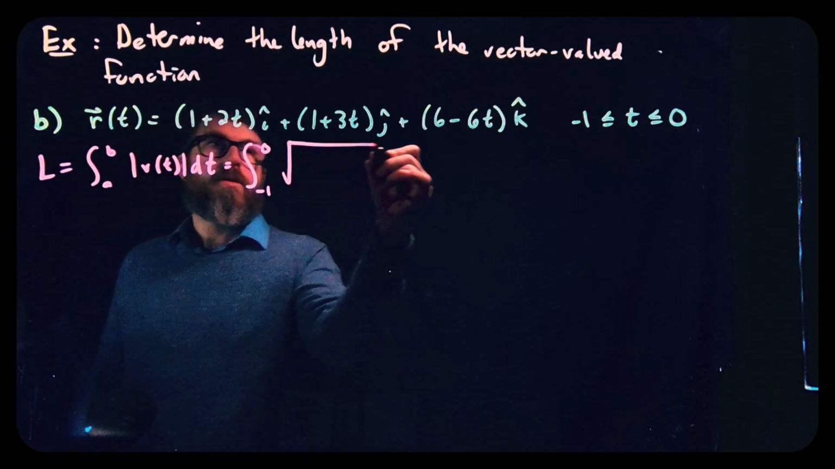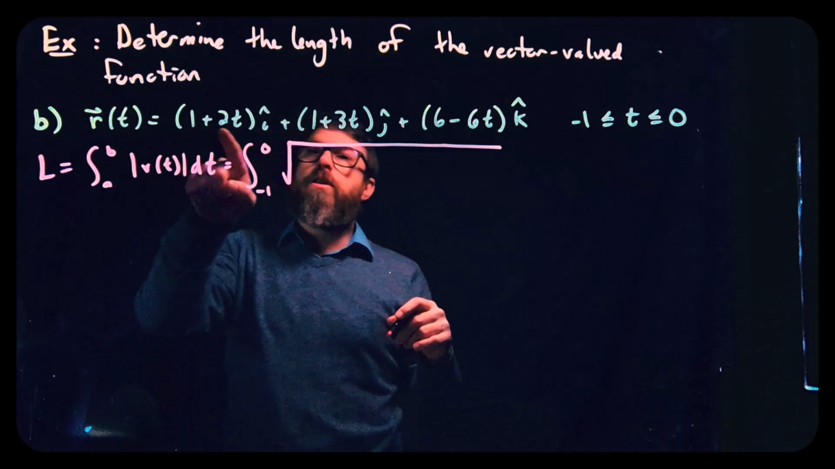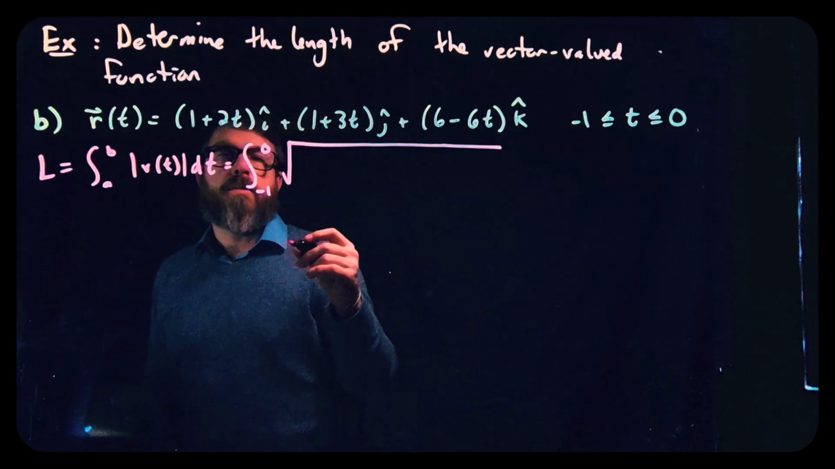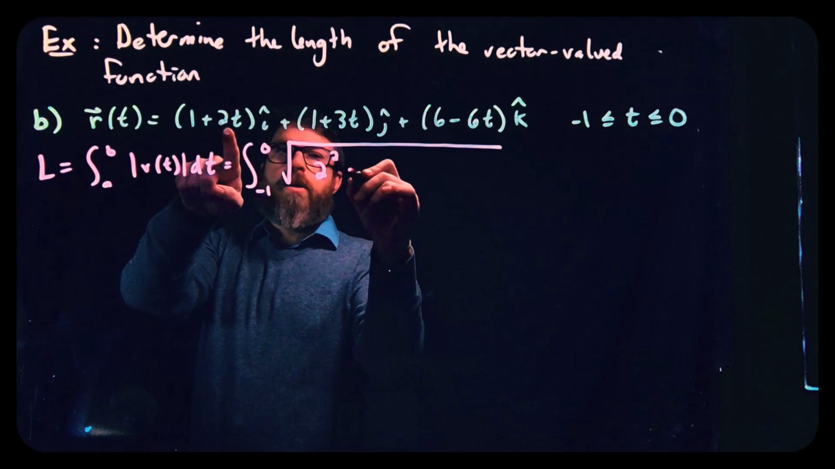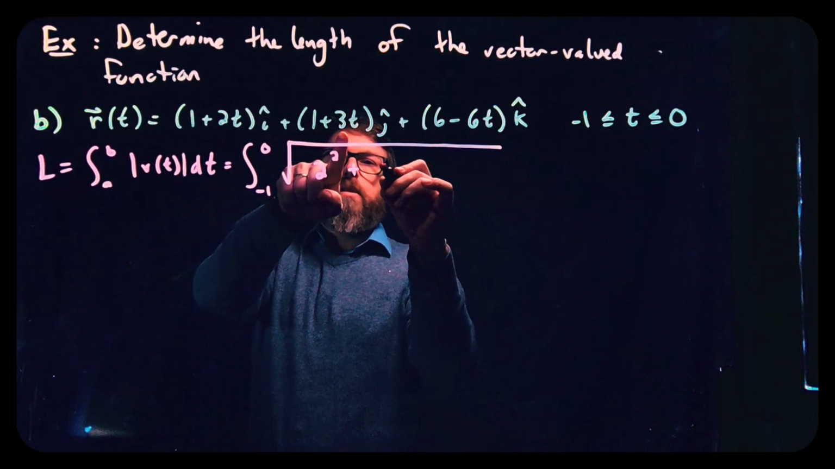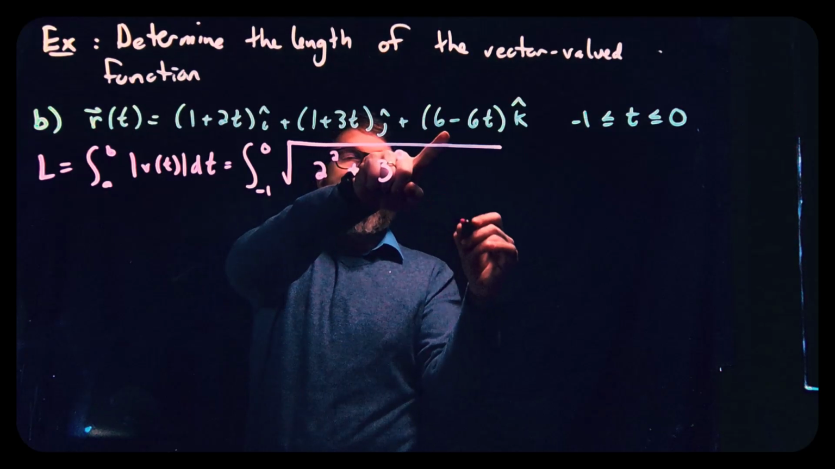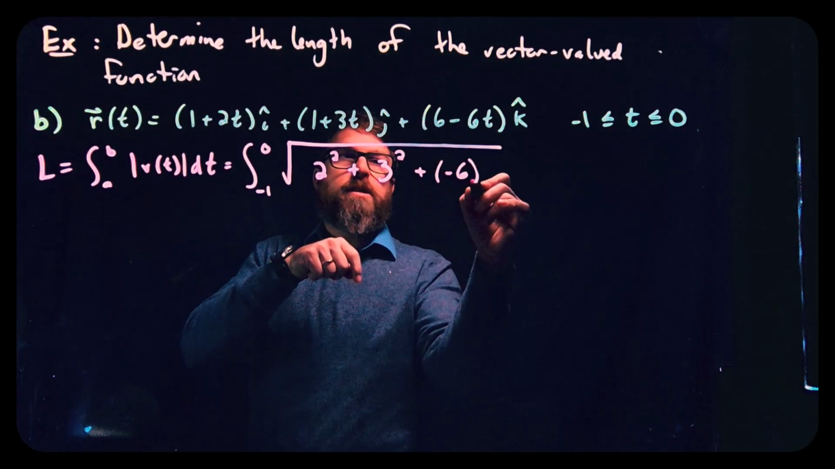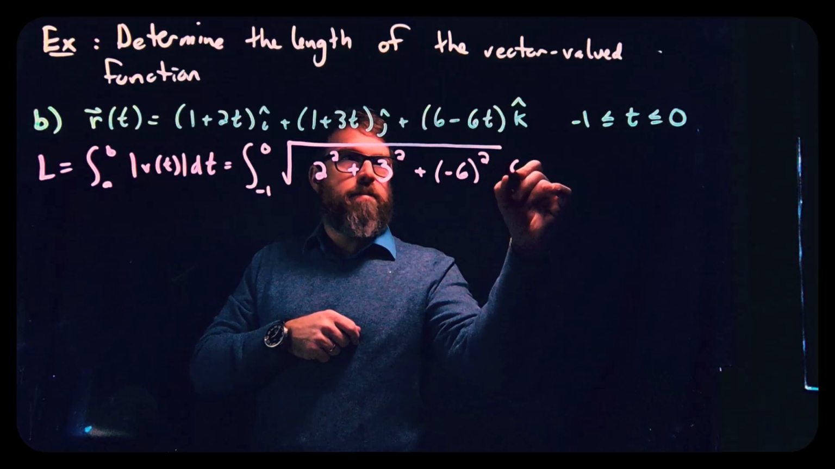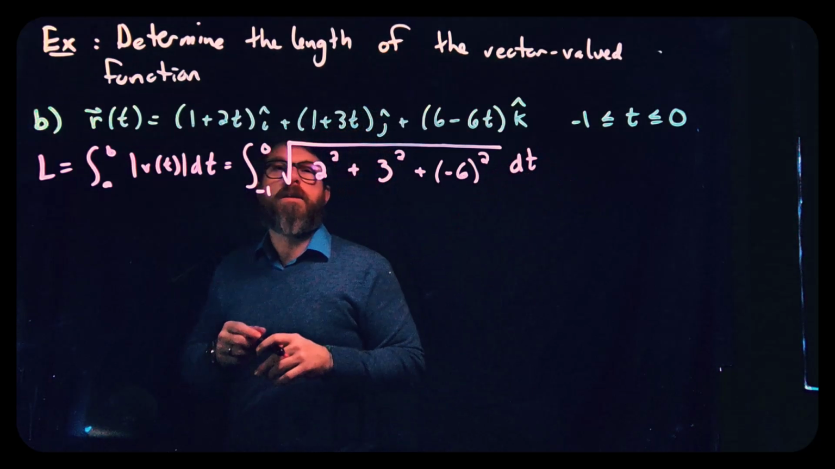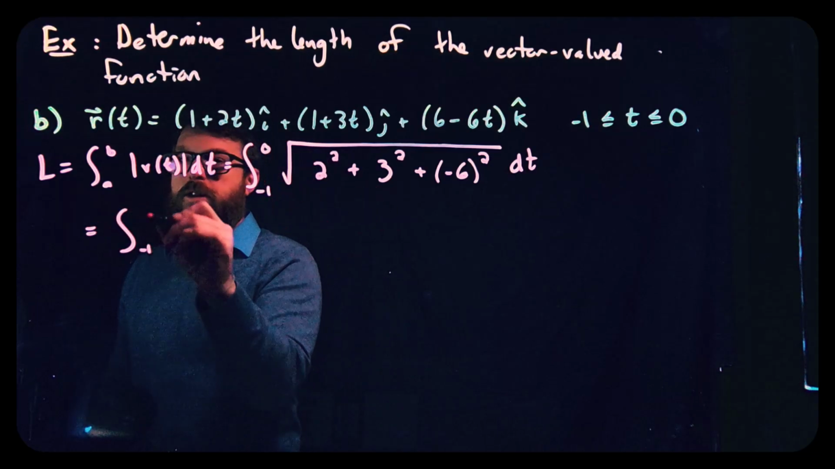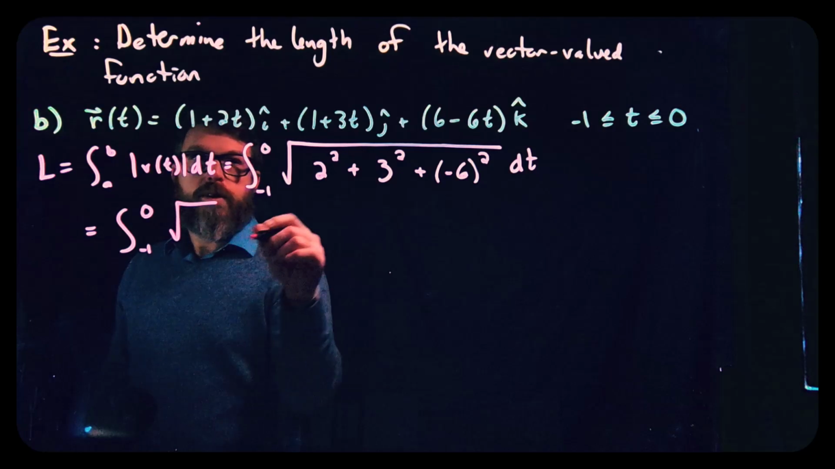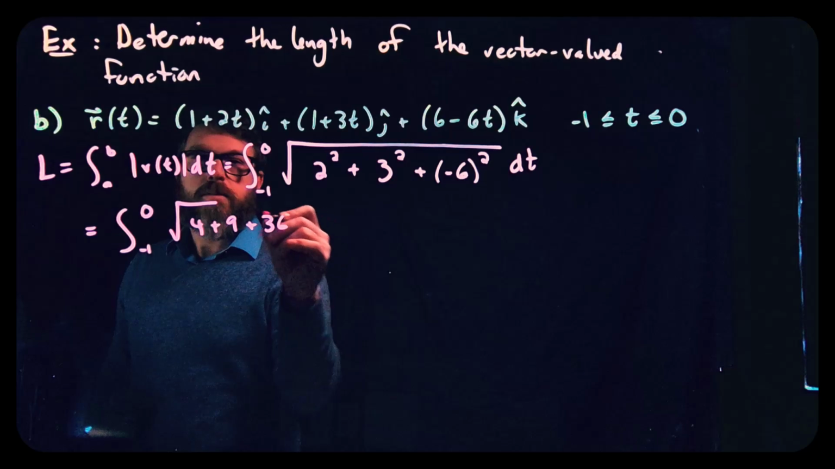This is going to be the square root of, well, the derivatives of the functions squared and then the sum of those things. So this is going to be the derivative of this, which is just going to be 2, and then I'm going to have squared, plus the derivative of this term, which is going to be 3 squared, and then the derivative of this term, which is going to be our -6, and then I'm going to have to square it. So again, I got a constant on here. So this is going to be the integral from -1 to 0 of the square root of 4 plus 9 plus 36.